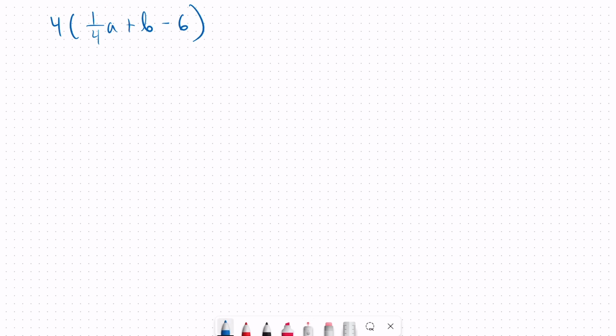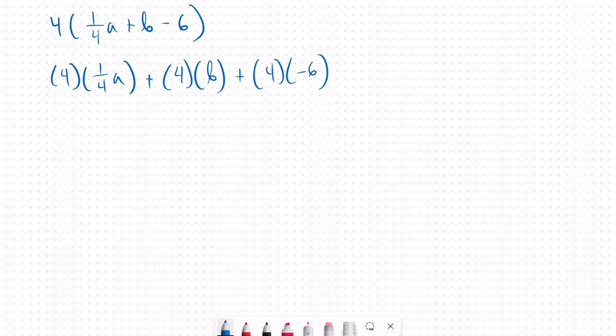What we can do is use the distributive property to multiply the 4 to every term inside the parentheses. So we have first 4 times 1/4 a, and then we have 4 times b, and then we have 4 times -6. Those are the three. We can see a little pattern here. When we have 3 different terms inside, we know that this 4 is going to be multiplied 3 times, depending on how many terms we have inside the parentheses. So we know we're good here.